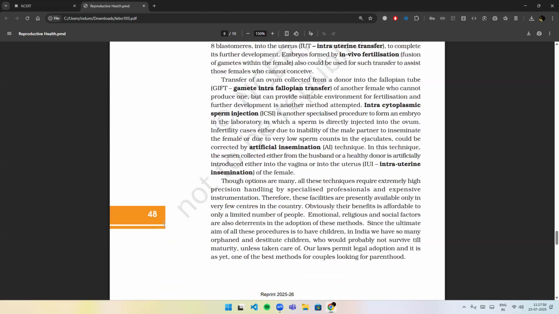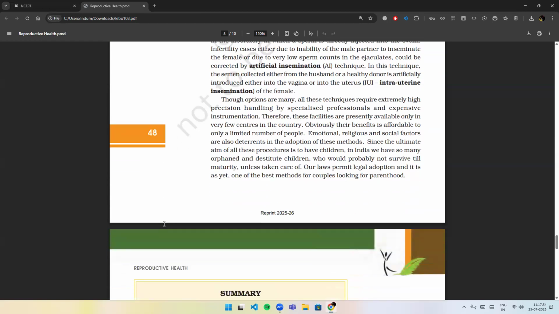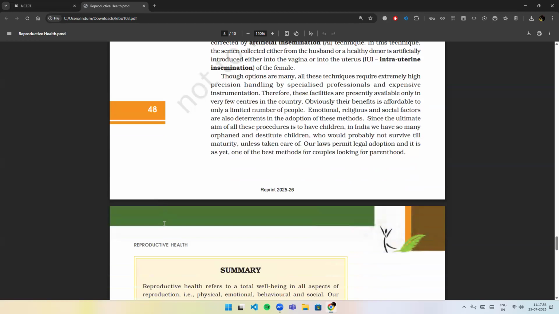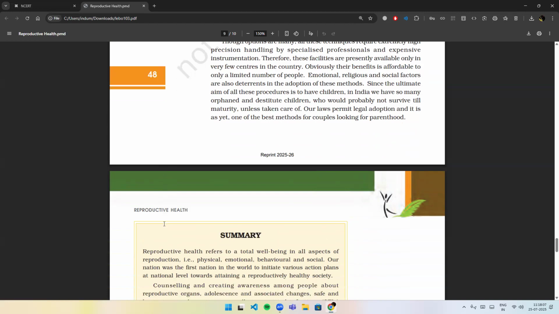Though options are many, all these techniques require extremely high precision handling by specialized professionals and expensive instrumentation. Therefore, these facilities are presently available only in few centers in the country. Obviously, their benefits are affordable to only a limited number of people. Emotional, religious, and social factors are also deterrents in the adoption of these methods.